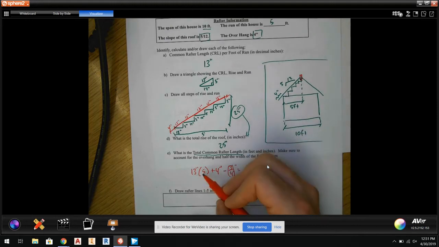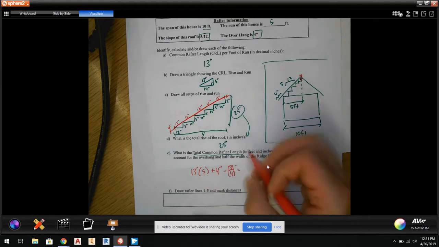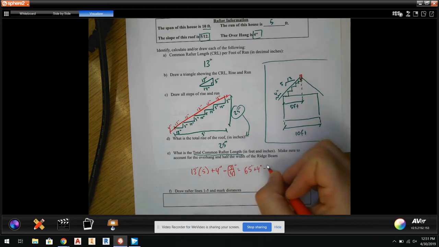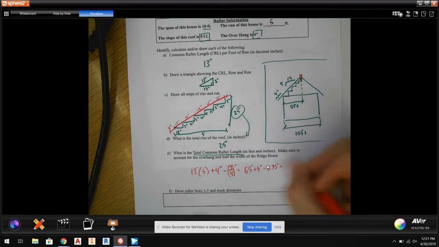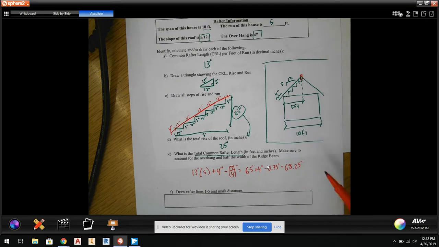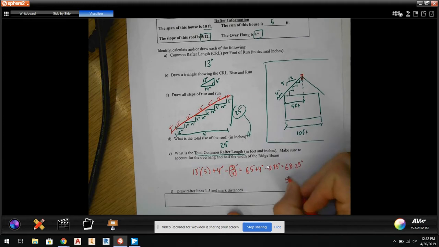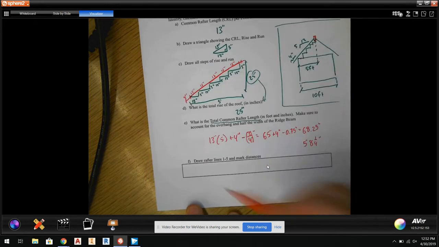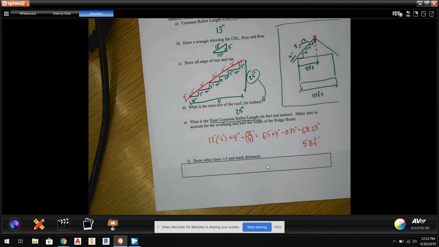So 13 times 5, that is 65 inches, plus 4 inches, minus, we can do decimals real quick. So 69, then minus 0.75, is 68.25 inches. Convert that to feet, so we have 5 feet, 8 1/4 inches. For the rafter lines, 1 through 5, we're going to show you how to do this on the actual board.